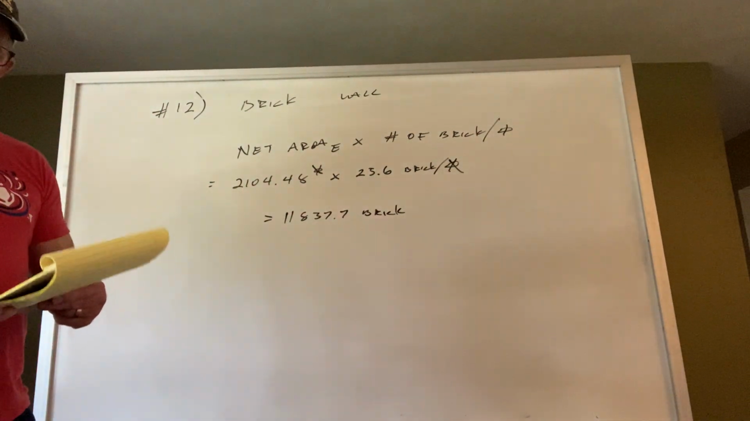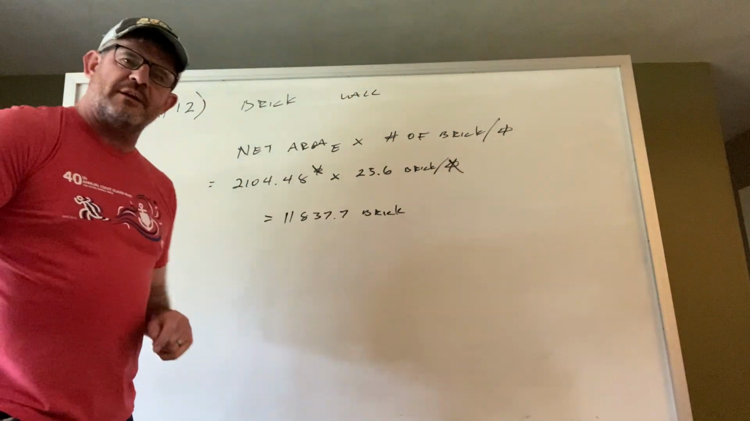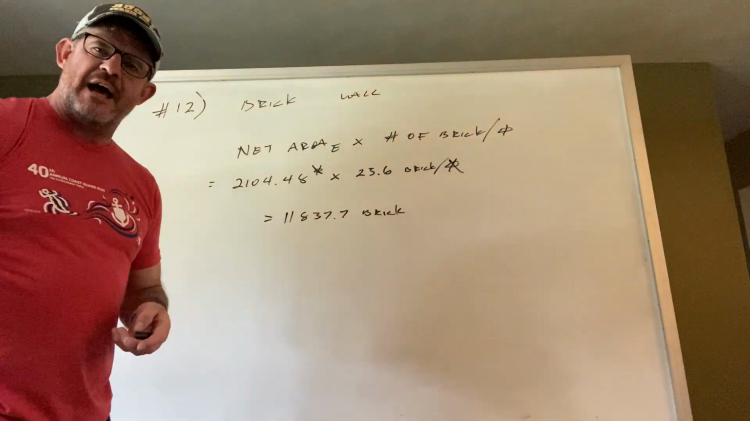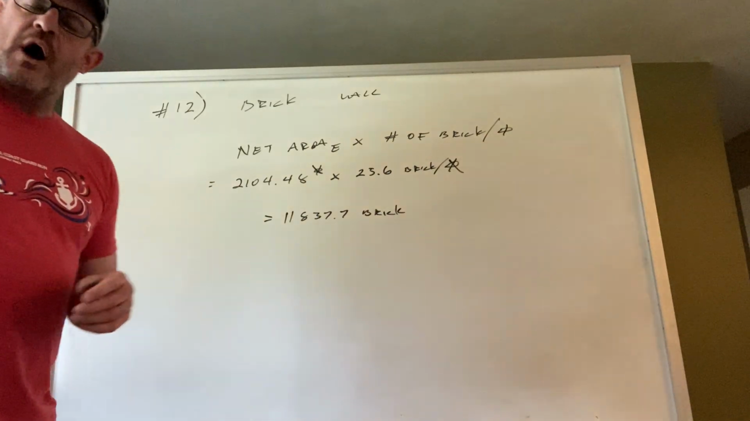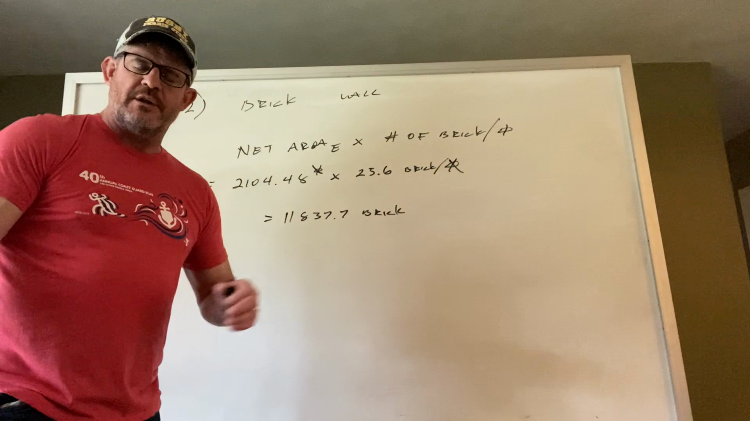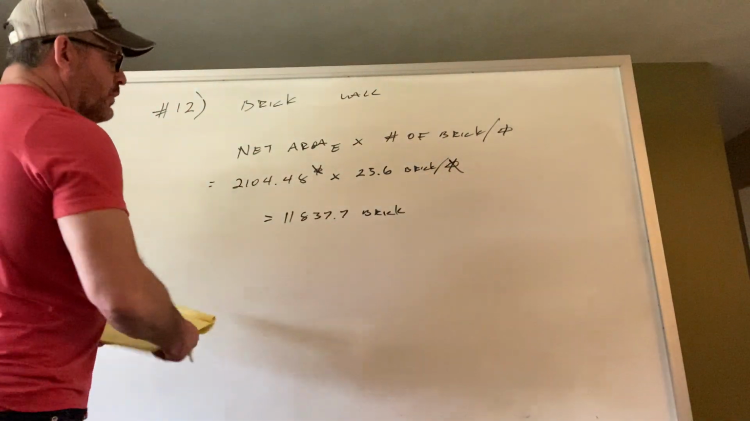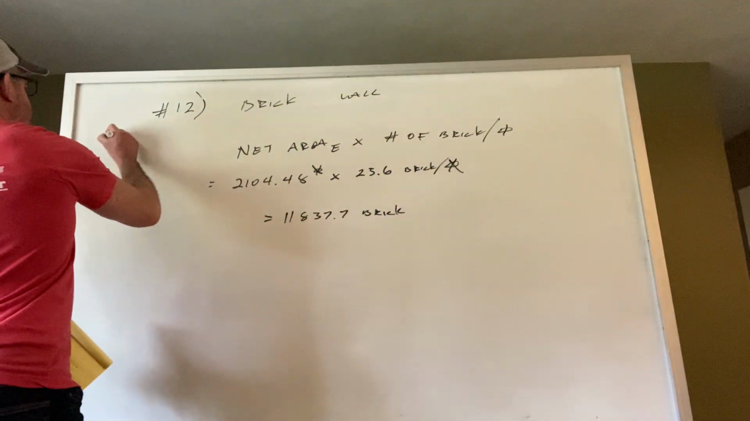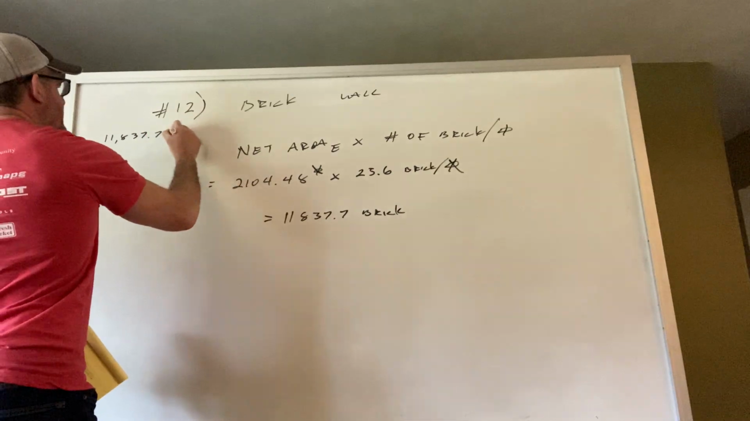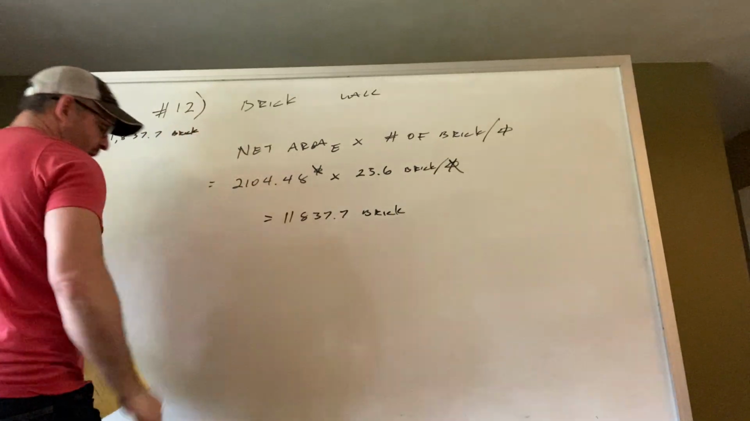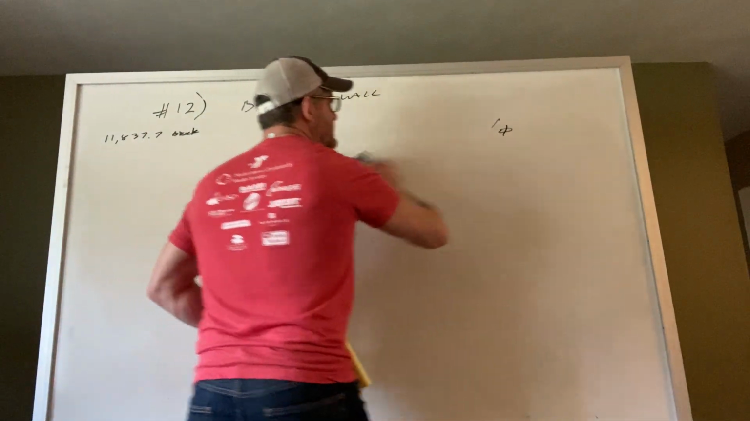Now, could I be done here? I could. Usually what a bricklayer will do is add 20% to that for any accessory brick that they're going to need. But I'm going to walk through one of the accessory brick with you, really the only one we have in this situation, just so that you can see how to do the math. So we're going to hold on to that number. At this point, we've got 11,837.7 brick. Then I'm going to go back to my print.